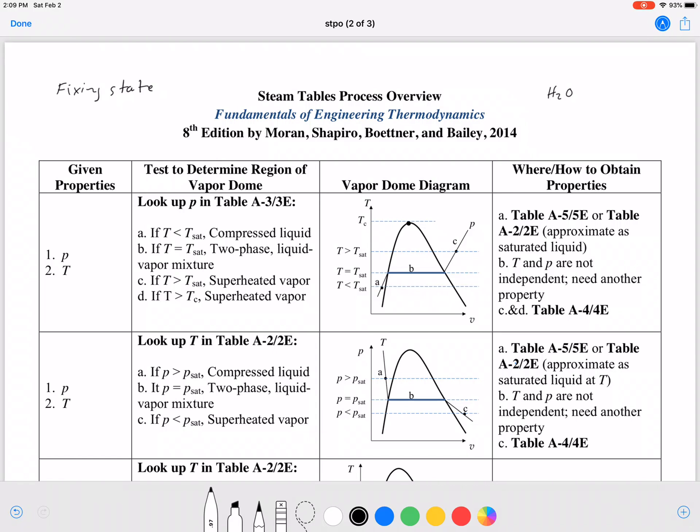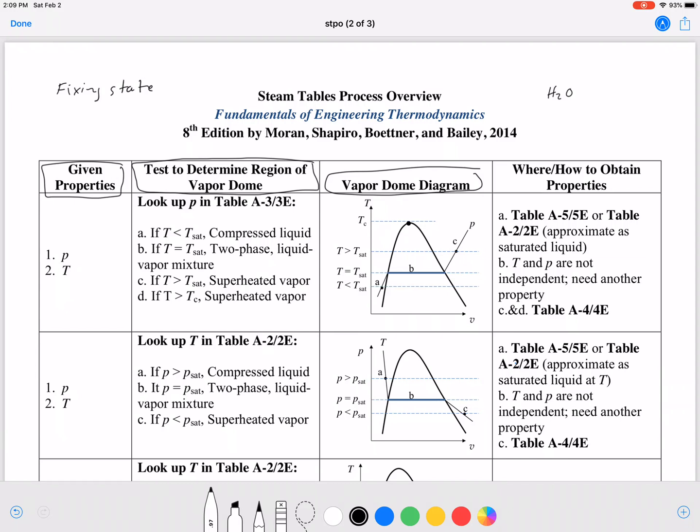So for instance, this first column is your given properties, and you use whatever you're given, then you go down that column to find where you're at. This second column is to test to determine what region of the vapor dome you're in. The third column here, they give you the vapor dome diagram. So what they mean by test to determine the region you're in.